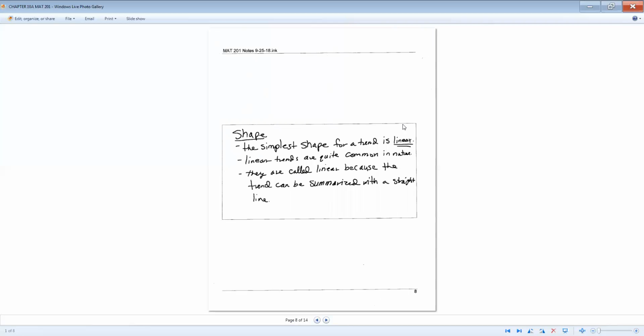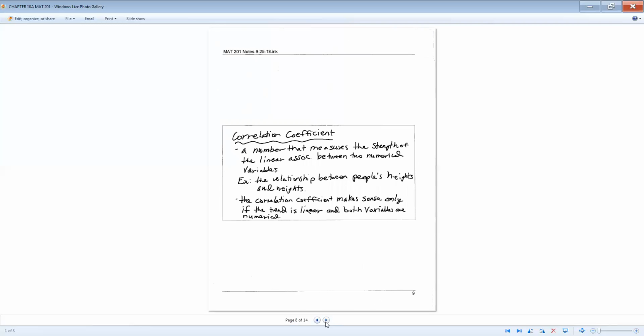The shape, the simplest shape for a trend is linear. Of course, the key word in linear is line. Linear trends are quite common in nature. They are called linear because the trend can be summarized with a straight line.